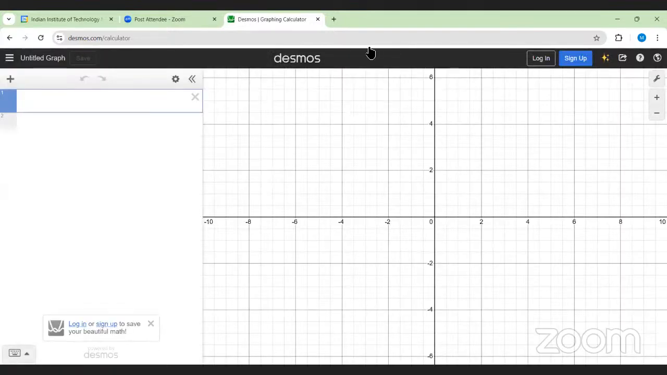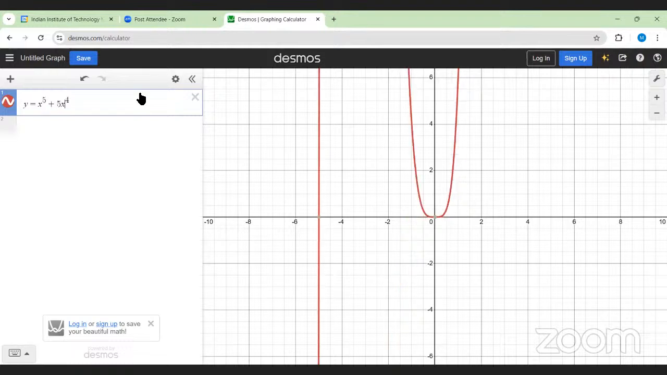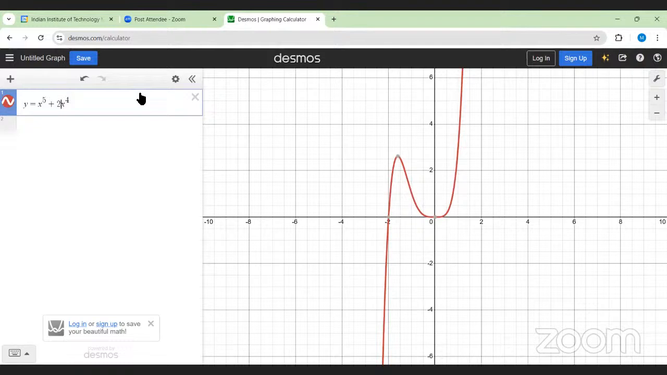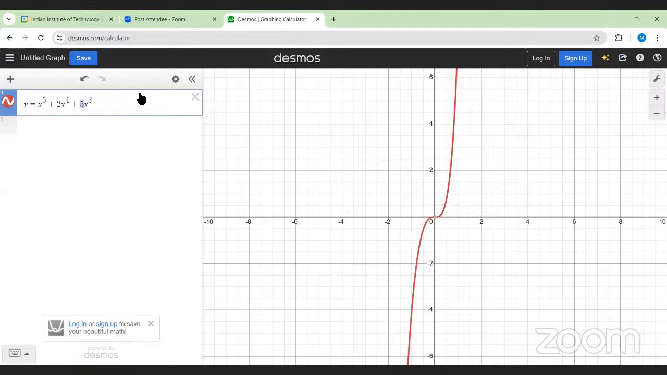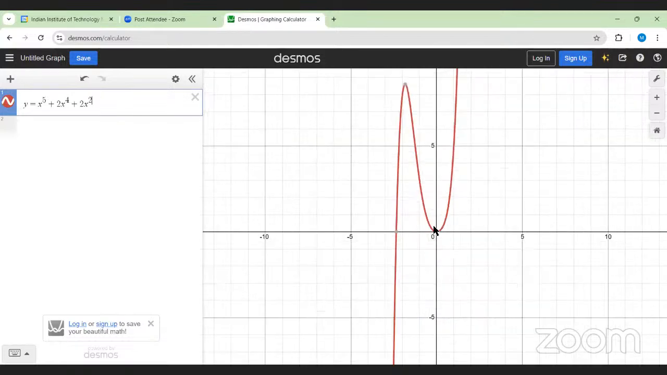Okay, so suppose we have some polynomial, so we can take any polynomial. So suppose this is x to the power 5 plus x to the power 4, or we should give some coefficient here. Suppose we have this kind of graph. So suppose we have this graph, this red one.